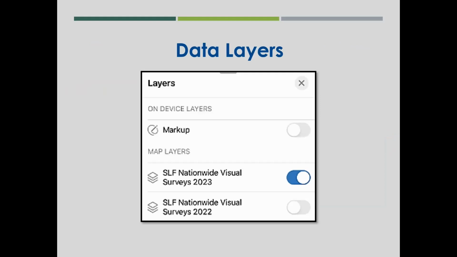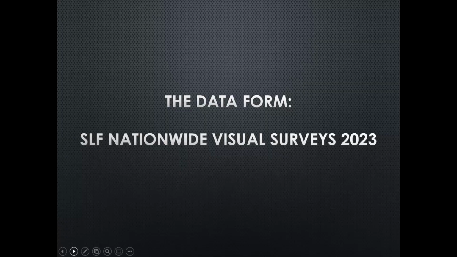The official map layer for data collection is the one that has a blue toggle switch, so that means it is enabled and visible. The SLF Nationwide Visual Surveys 2023. You also have a reference layer below it that is defaulted to off but can be toggled back on. And that's the 2022 layer for this survey. So let's have a look. We've talked about it enough. Let's have a look at what that looks like from the iPad.